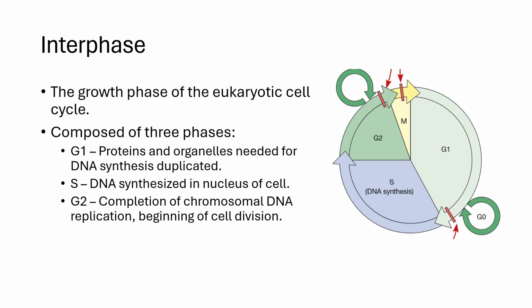Interphase is defined as the growth phase of the eukaryotic cell cycle. It has three subphases itself, the G1, S, and G2 phase. The G1 phase can vary greatly in time, but typically this is when proteins and organelles needed for DNA synthesis are duplicated. In S phase, DNA synthesis occurs in the nucleus of the cell, and then finally in G2, chromosomal DNA replication is completed, and the whole cell cycle begins again as the cell makes its way to the M phase.